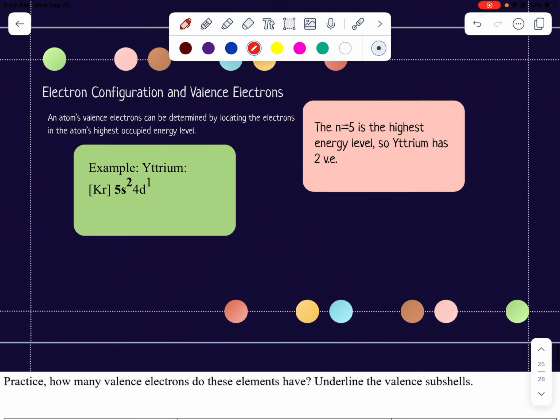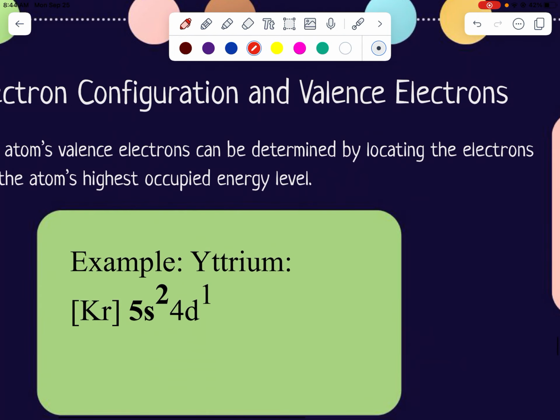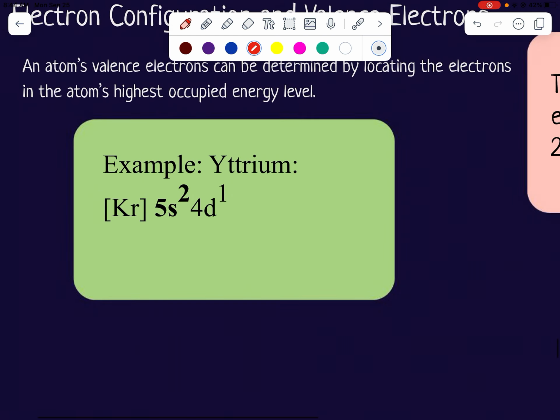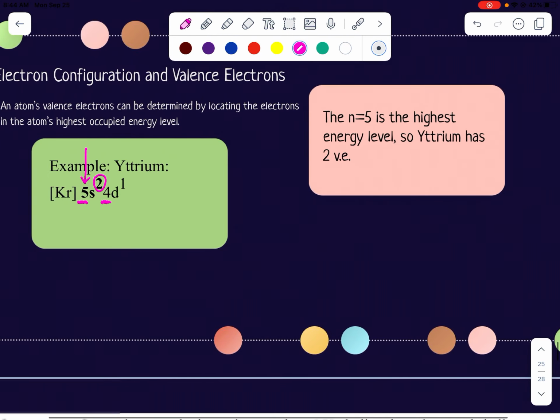All right, the last thing that we're going to talk about is valence electrons. An atom's valence electrons can be determined by locating the electrons in the atom's highest occupied energy level. So if we look at the element yttrium and look at its electron configuration, we've got a 5 sublevel and we have a 4 sublevel. The highest energy level here is level 5. So how many electrons are in level 5? 2 electrons, so yttrium has 2 valence electrons.